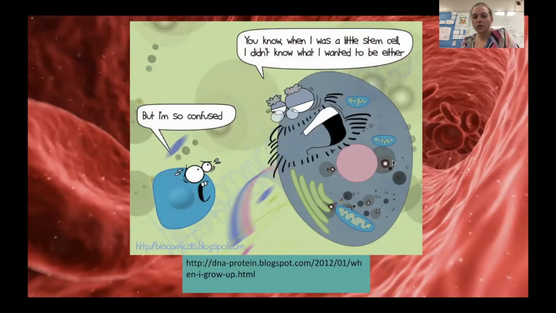A little joke for you. We have a mature cell here, and he says, when I was a little stem cell, I didn't know what I wanted to be either. And your little stem cell, he's so confused because he hasn't picked his path yet.